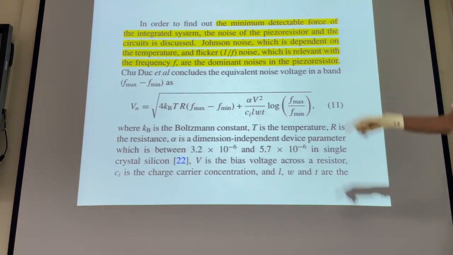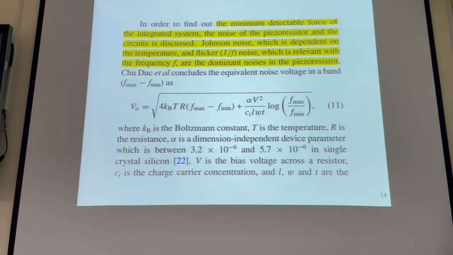What's it? Could you read this? In order to find out the minimum detectable force of the integrated system, the noise of the piezoresistor and the circuits is discussed. Johnson noise, which is dependent on the temperature, and flicker noise, which is relevant with the frequency, are the dominant noises in the piezoresistor. Ji 2008 et al. concludes the equivalent noise voltage in a band, this way.